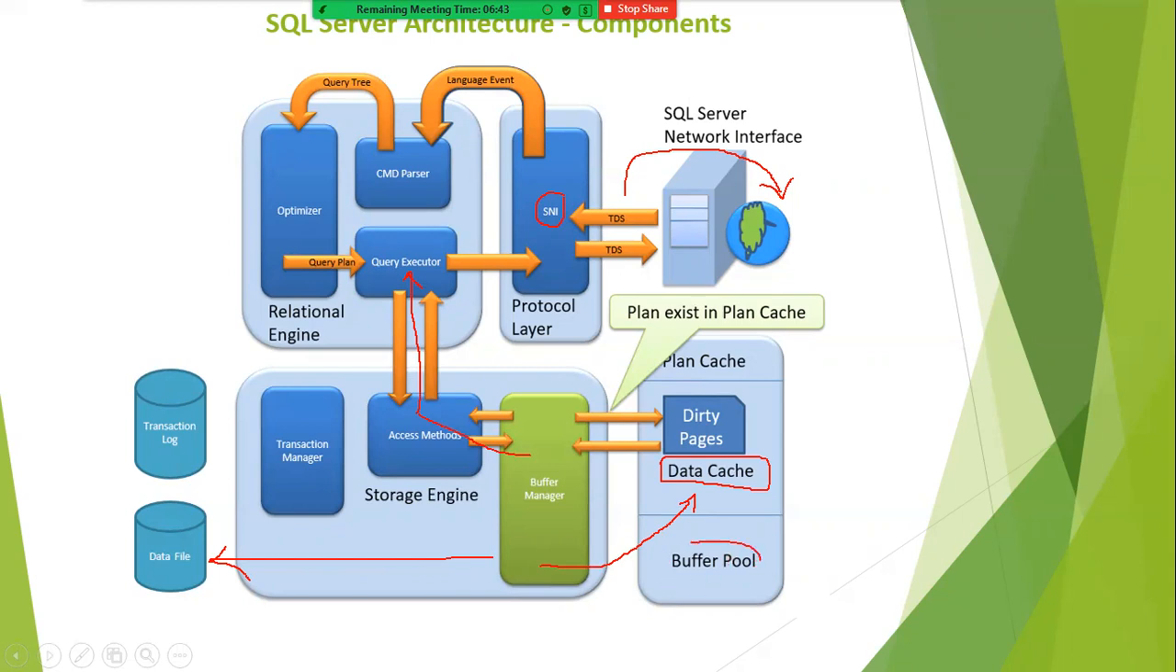This is called the buffer pool, where we store the pages or data pages, and we also have the plan cache, which is in memory itself. And the transaction manager, I will most probably explain tomorrow, because we will have an update query for that.